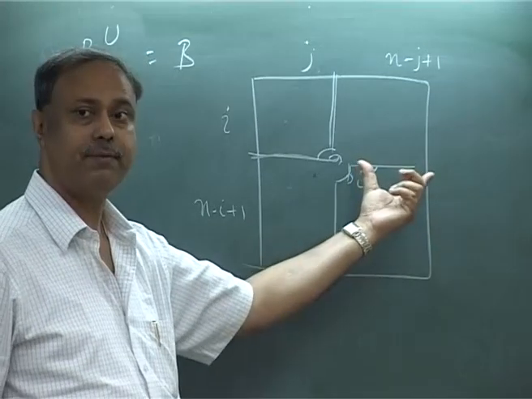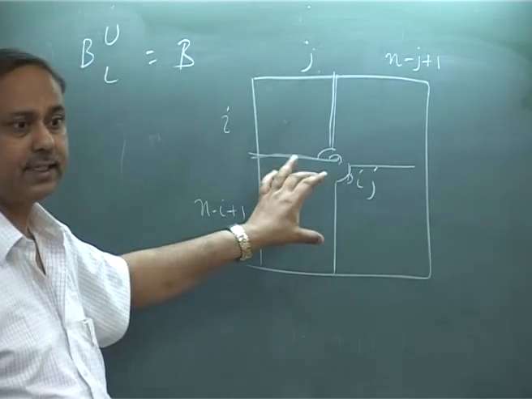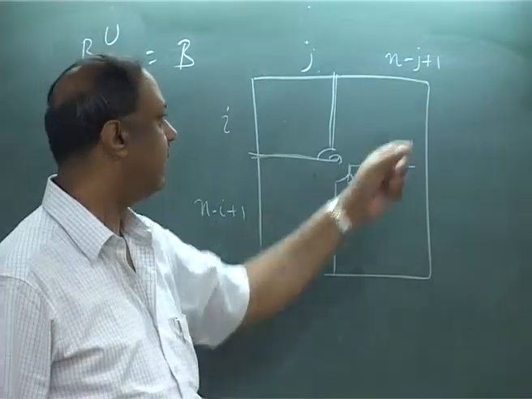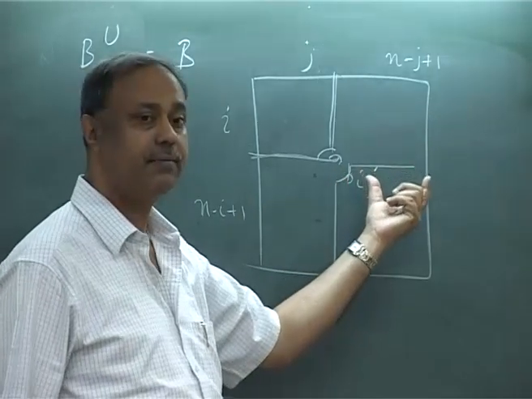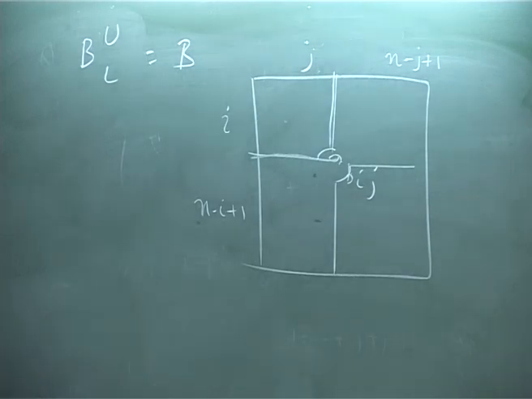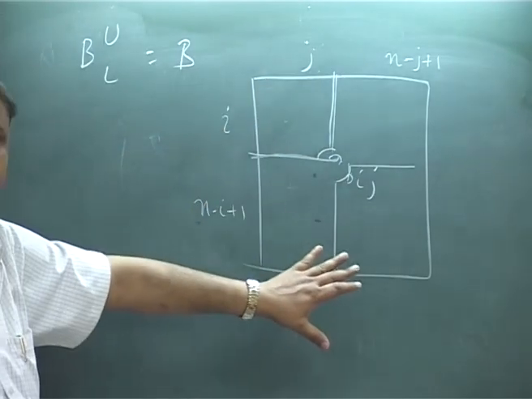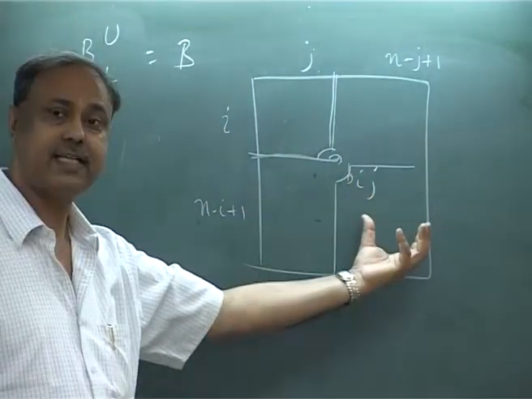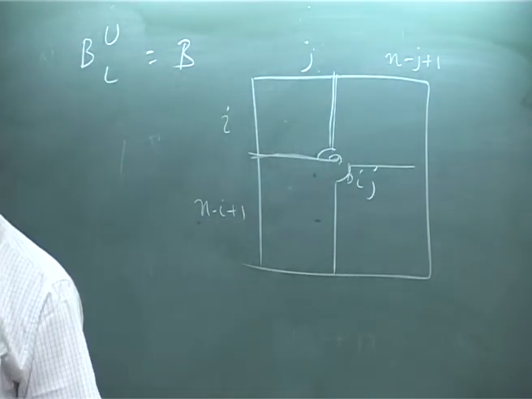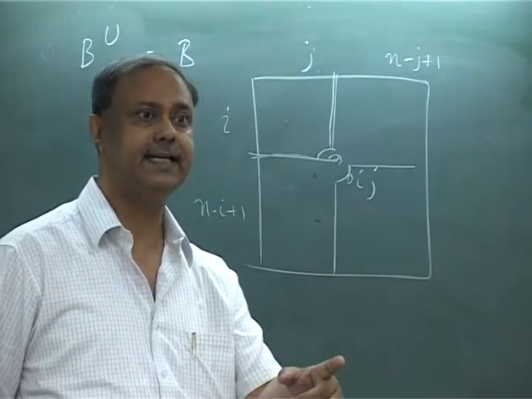This element is what? Total number of elements? n minus j plus 1. Agreed? The size is also n minus i plus 1. So this area is this into this, n minus i plus 1 and n minus j plus 1. And if it is the kth element, then the total number of elements is n square. So n square minus k will be this size. Yes.